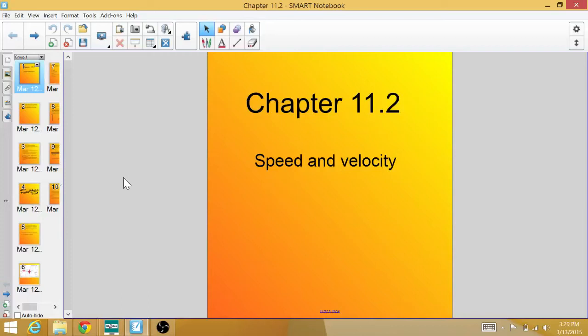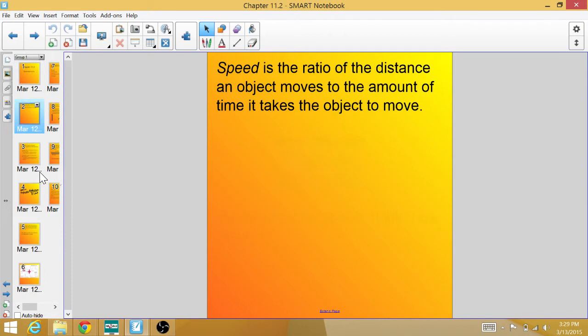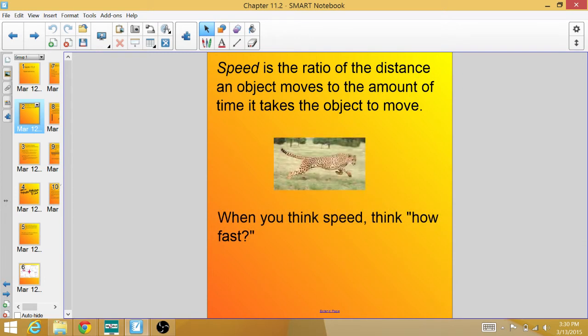Okay, so today we're going to talk about speed and velocity, which is chapter 11.2 in the book. So speed is a word we all know, but the definition of speed is that it's the ratio of the distance an object moves to the amount of time it takes the object to move. Basically, when you hear the word speed, you should think, how fast? Is it moving fast or is it moving slow? If it's moving fast, it's covering a large distance in a short amount of time. If it's moving slow, it's covering a short distance in a long amount of time.